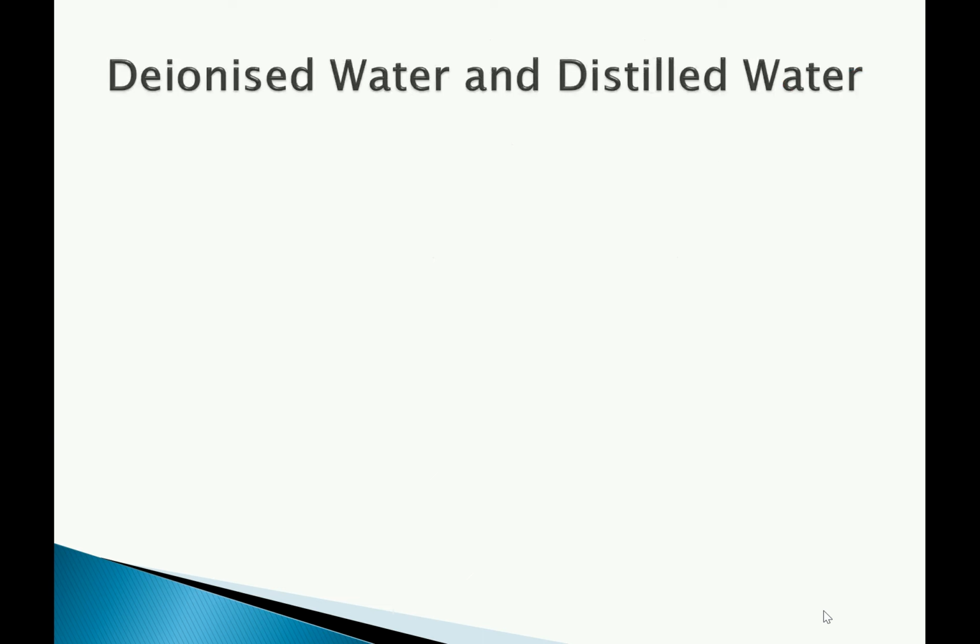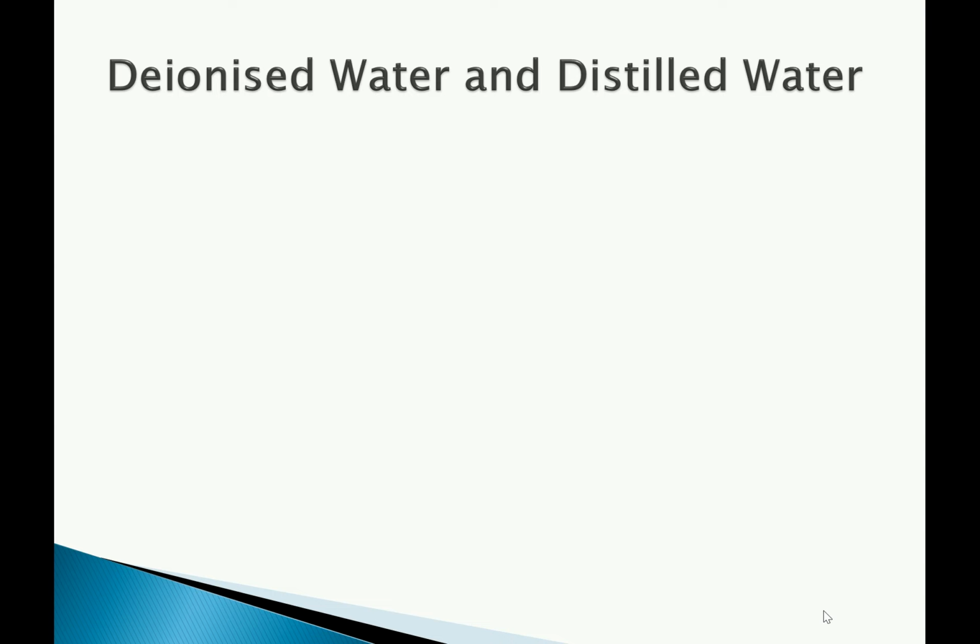So we have these two different things. One is called deionized water, one is called distilled water. Now, deionized water we've looked at in the previous slide. It's when we remove all of the ions by exchanging them for H pluses and OH minuses, and we get pure water. Distilled water, on the other hand, is purified by distillation.